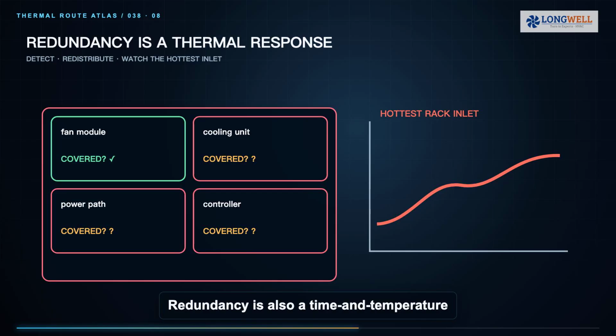Redundancy is also a time and temperature response. A fan module failure, an entire cooling unit failure, a power path failure and a controller failure have different consequences and may share common causes. Define detection time, alarm delay, speed redistribution, available thermal buffer and the hottest inlet trajectory. Module level coverage does not prove cooling unit, electrical or controls resilience. Test each failure class against the project availability objective.